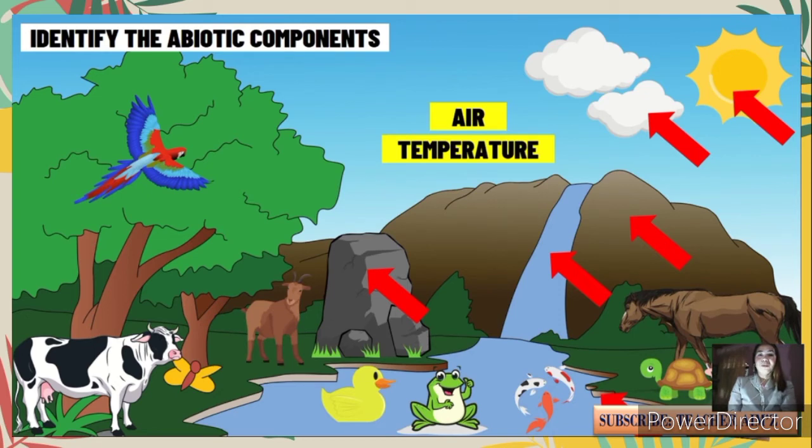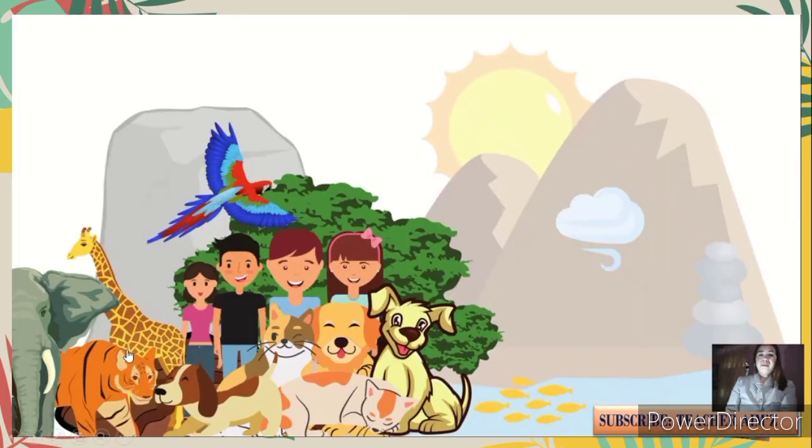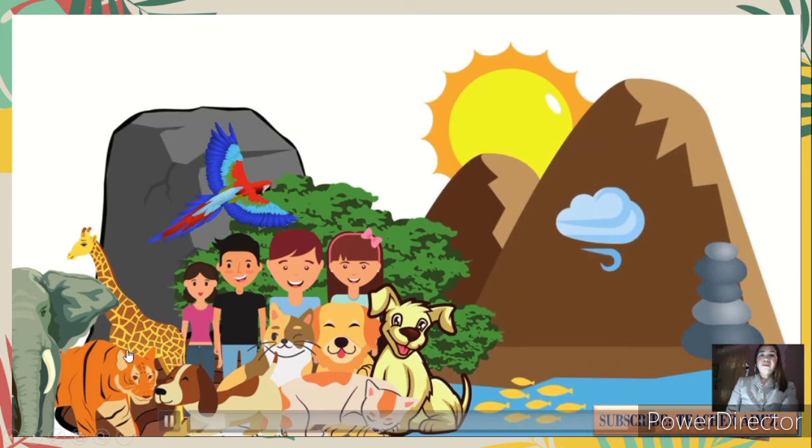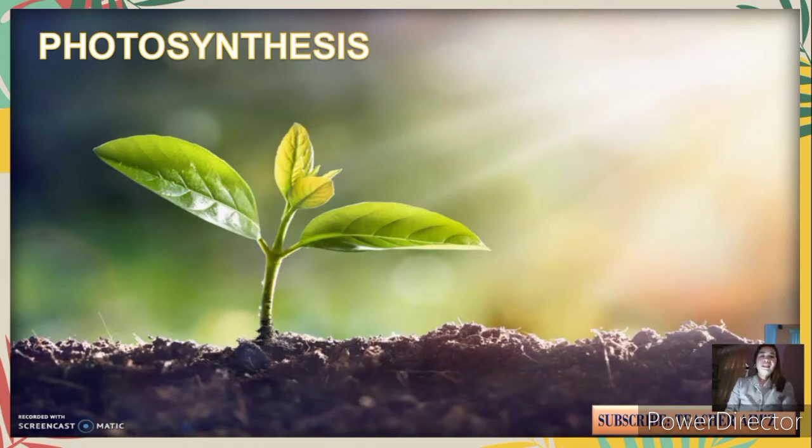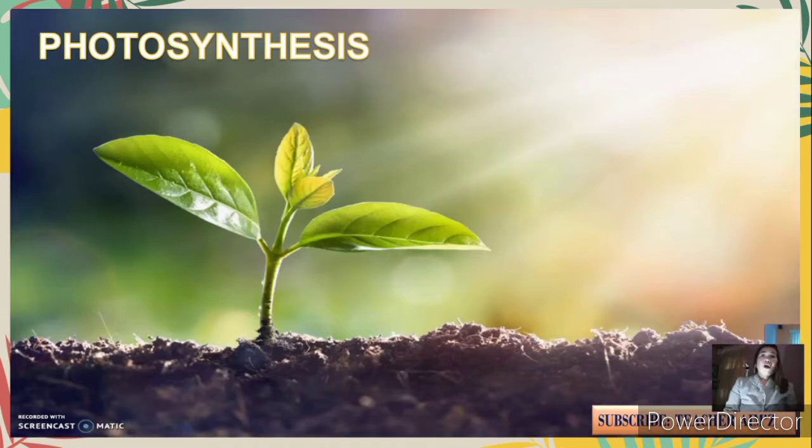And now let's proceed. The biotic and abiotic components of an ecosystem work hand in hand and interact with each other to maintain balance in our environment. Without the abiotic components, living things cannot survive. Organisms depend on both biotic and abiotic factors in the environment.